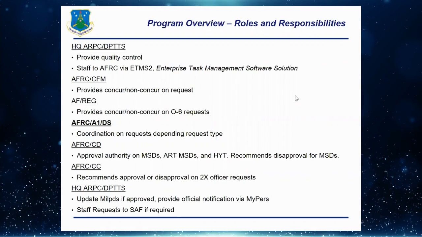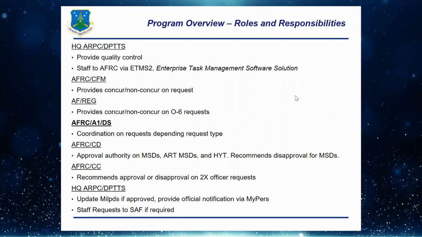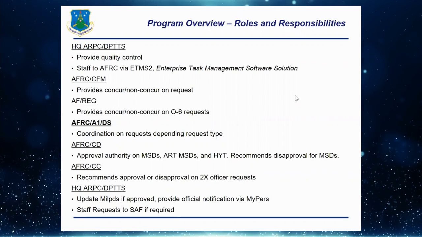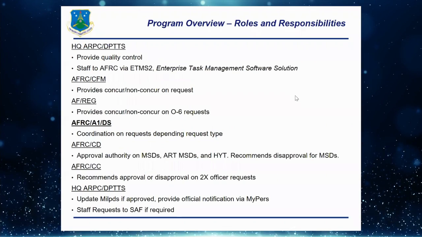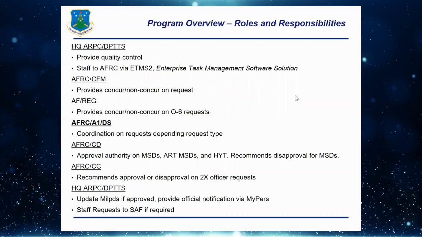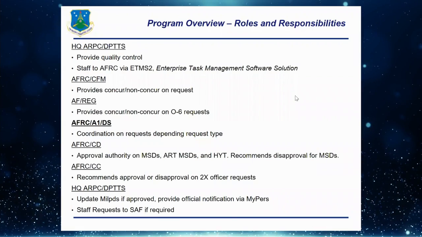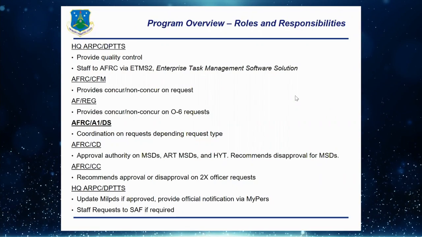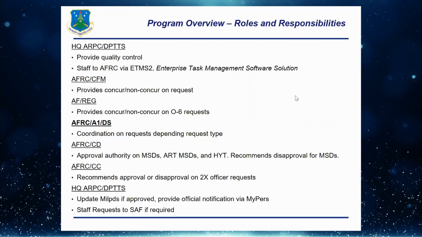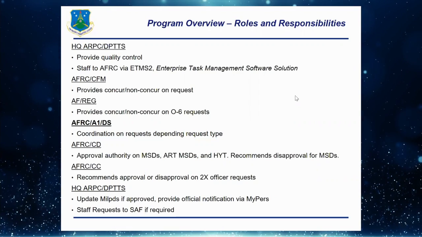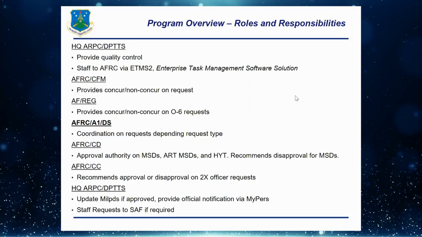We provide quality control, and what I mean by quality control is we review everything. We also rerun the manning stats and prepare the AFRIC memos for the general design. We validate the request, we verify information. We actually have a 3-phase QC process here at ARPC. So we want to make sure everything's correct before we forward it to AFRIC. And we also staff the request to AFRIC via ETMS, Enterprise Task Management Software Solution, formerly known as TMT.